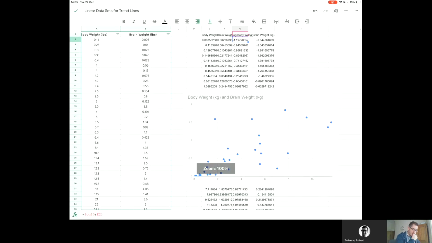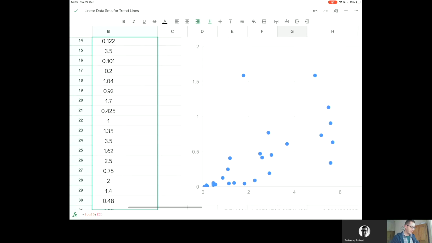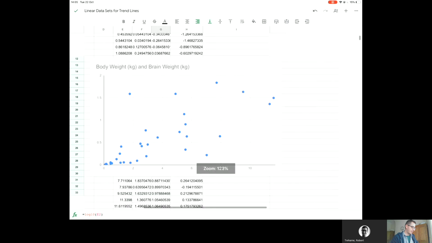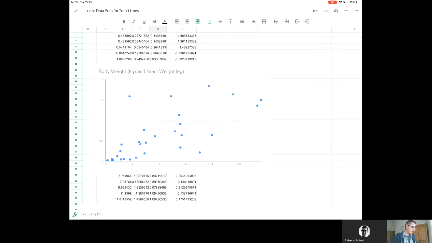There's a lot of scatter in it. This is what it looked like if I zoom in a bit there. So you had brain weight on the Y. I should have labeled my axis, that's very naughty. But brain weight is on the Y and body weight is on the X.